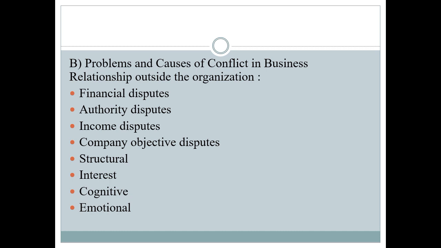Then authority disputes. For example, you are a part of a partnership firm. You and your partners are running a business. Jointly you have started a business. Now who will be boss? Who will be the superior? Who will be the person who will take utmost responsibility, who will be enjoying authority?